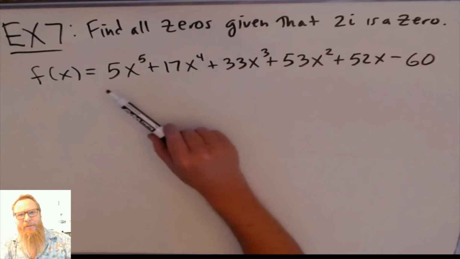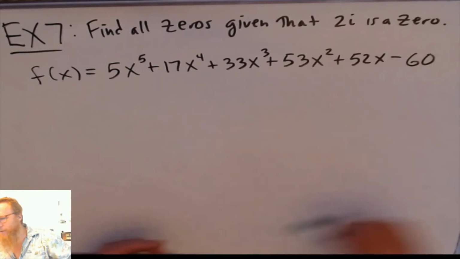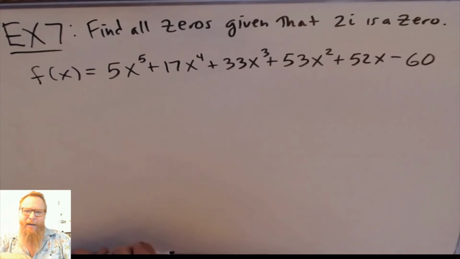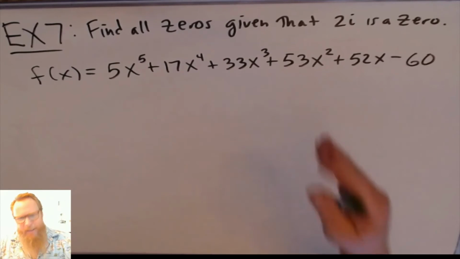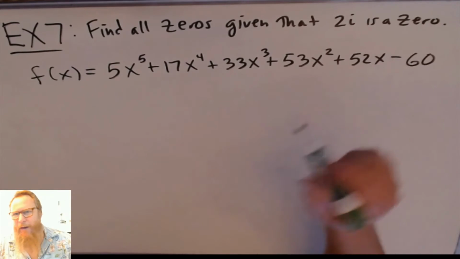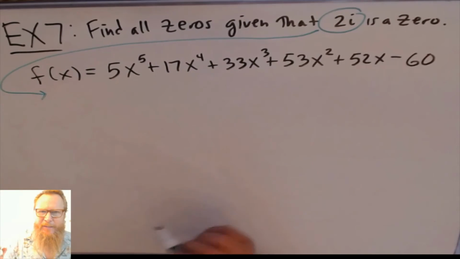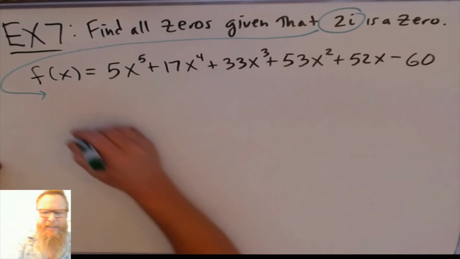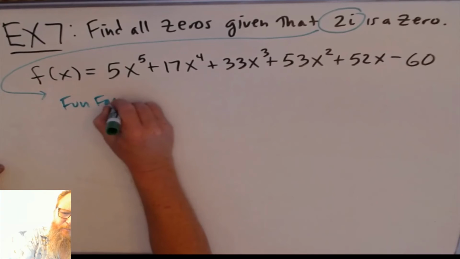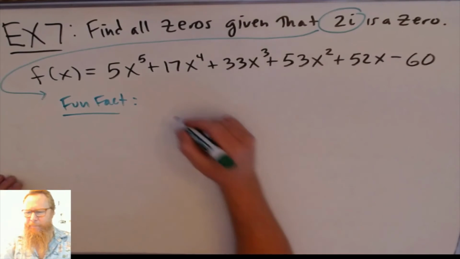Find all the zeros of this polynomial, given that 2i is a 0. Now, if this were not the last example of Chapter 5, or if we were exploring complex numbers a little deeper, I would tell you more about what I'm about to say. But for the purposes of this course and the quiz or the test, you just need to know this fun fact. I don't need to go into all the theoretical details about why it's true.